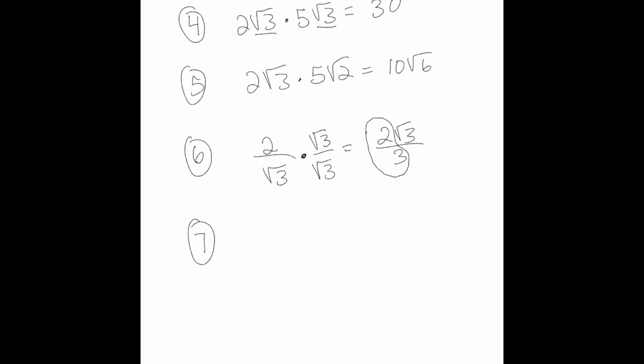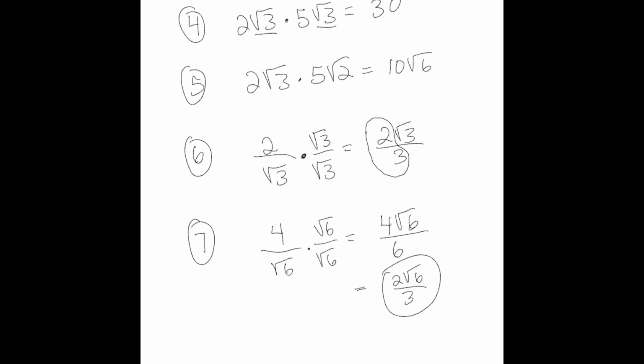Alright, let's do another one. Let's see, 4 over root 6. Simplifying that, we'll do times root 6 over root 6. Multiply straight across, that's 4 root 6 over root 6 times root 6 is 6. Okay, so if you look at that fraction, 4 over 6, that simplifies down. That's 2/3. And so my answer is 2 root 6 over 3.